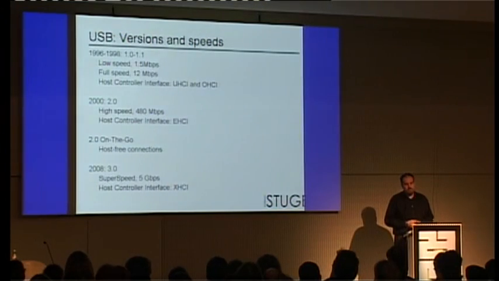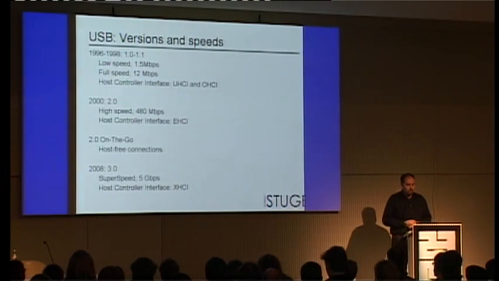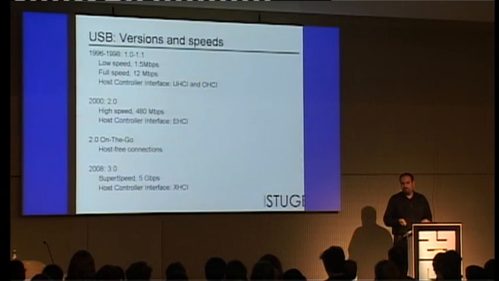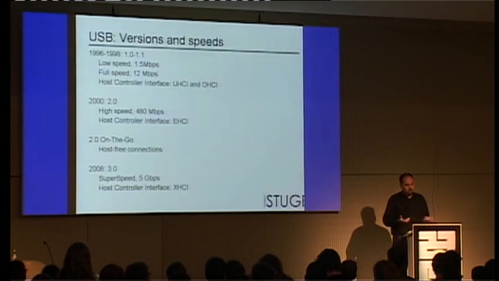After the base 2.0 spec, there was this On-The-Go supplement, which allows two devices to connect to each other. Take, for example, a digital camera and a printer. If you have these two, it's kind of neat to be able to print directly from the camera, right? And this is what On-The-Go would allow. It says host-free connections, but in practice, one of the devices will switch personality and become a host for this particular connection. But it's restricted. It's not a full host in any way.